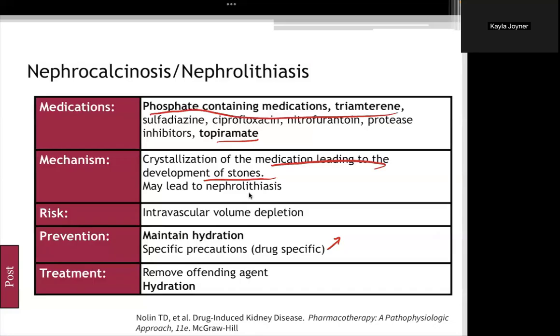Big thing here is to maintain hydration, and that is why one of the risk factors is intravascular volume depletion. Treatment really is removing the offending agent and providing hydration.